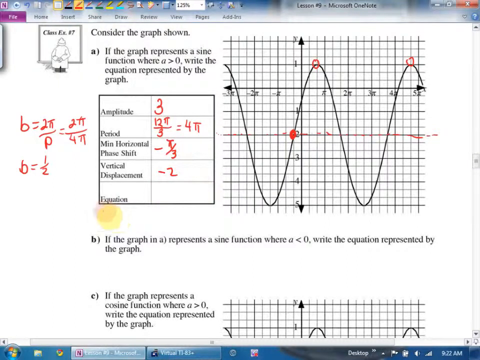Y equals 3, amplitude. Which trig function did we commit to here? Sine. B. A half bracket x. Phase shift is pi by 3 to the left or to the right, plus pi by 3. Close bracket, close bracket. Minus 2. That's that equation.